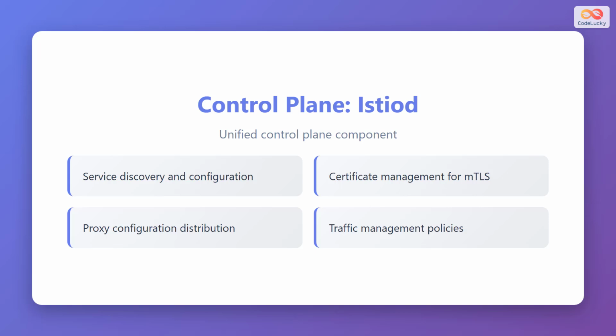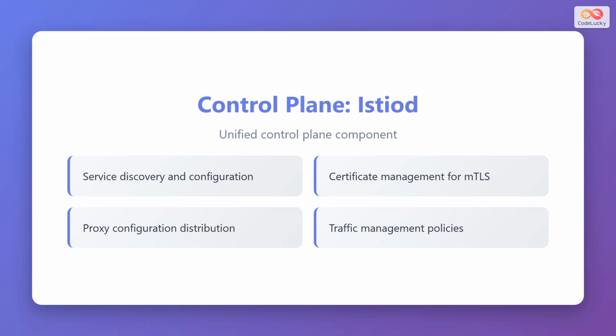The control plane is managed by Istiod, which is the brain of the Istio Service Mesh. Istiod is a unified component that consolidates several functions into a single binary, making Istio easier to deploy and maintain. It handles service discovery and configuration management, maintaining an up-to-date registry of all services in the mesh and their locations.